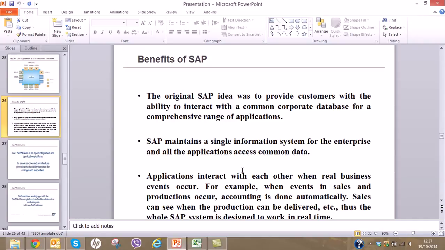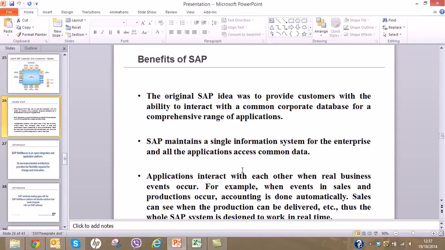So SAP is used where they have to track the financial statements, the balance sheet and the profit and loss statement. It's very easy to track. It's very easy for the management to make any decision related to the investment or anything related to the organization. So that's the idea to implement the SAP system.